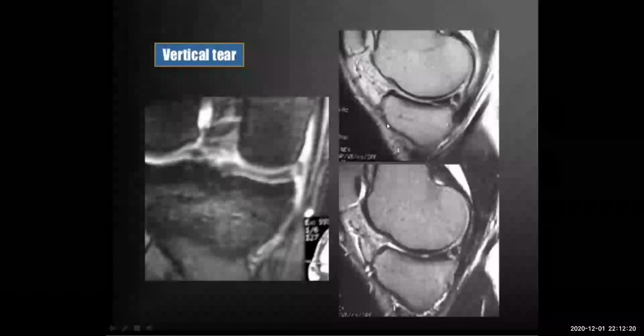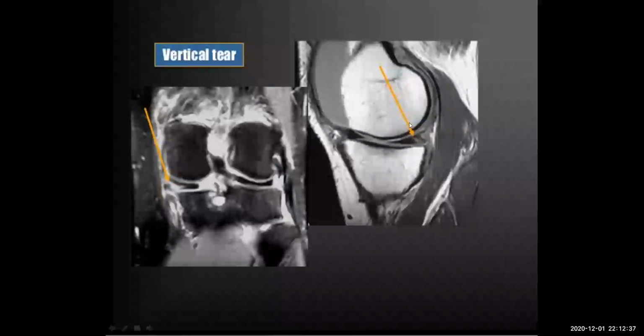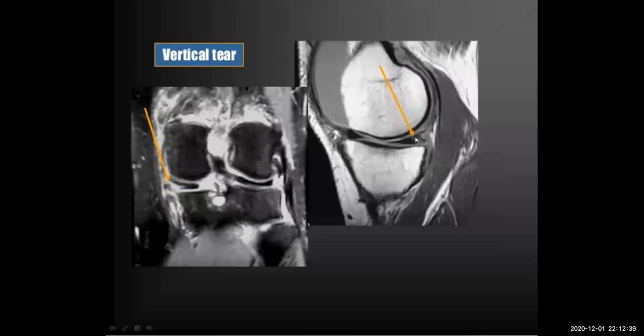Okay, this is another example of a vertical tear. Usually it is traumatic, as we have said. You find a white line that is bisecting this nice triangle into two small pieces, and another part of the triangle has been displaced medially. So this is a traumatic tear of the medial. Again, this is a traumatic tear.